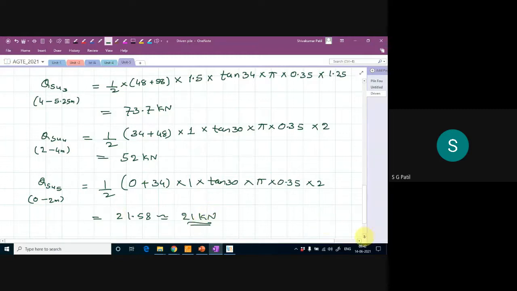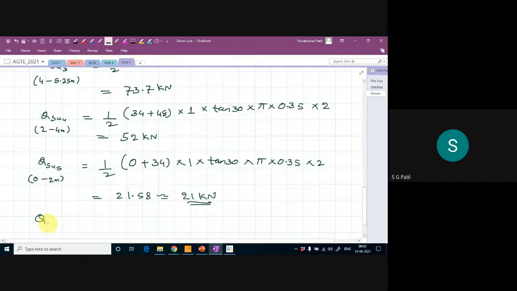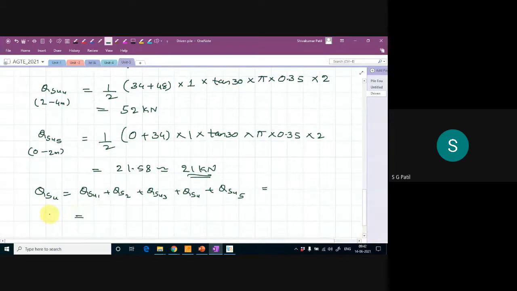Now you add up all. My total ultimate shaft resistance Q shaft ultimate is equal to QSU1, QSU2, QSU3, QSU4, QSU5. If you add all these parameters, how much are you getting? You will get 903.7 kilo Newton.